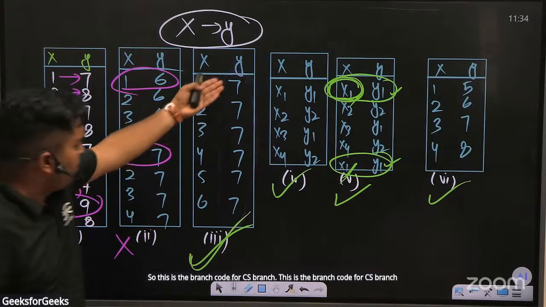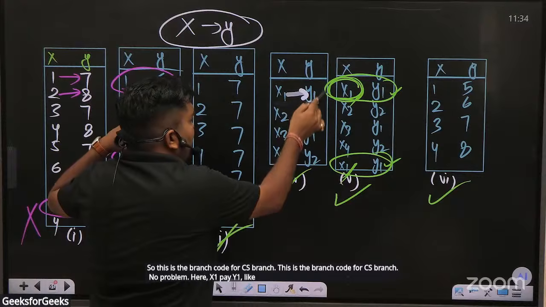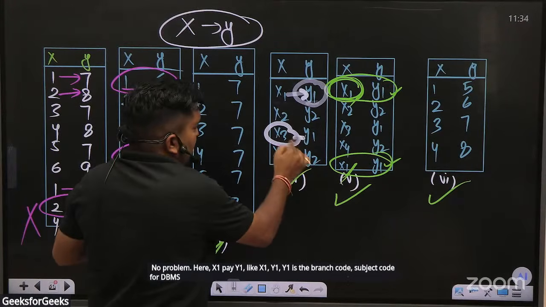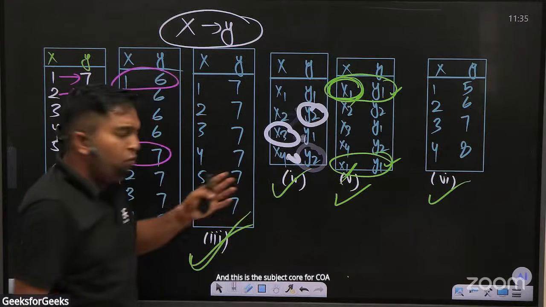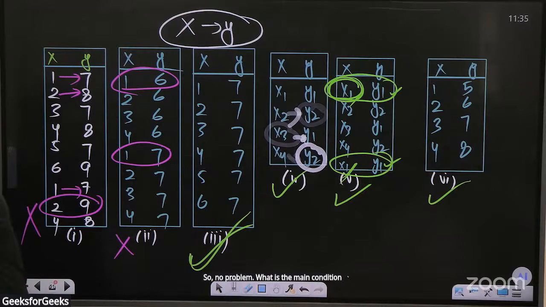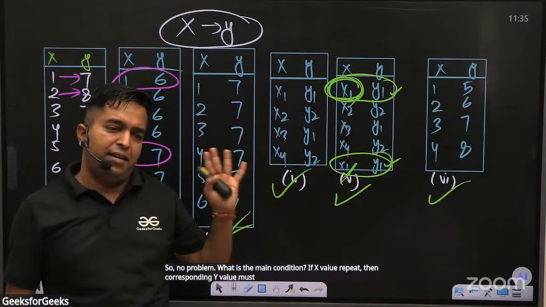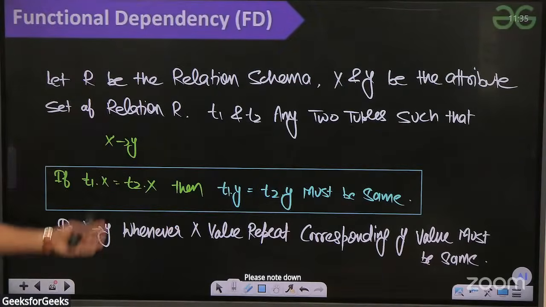No problem. Here X1, Y1 is the branch code or subject code for DBMS. And this is the subject code for COA. So no problem. What is the main condition? If X value repeats, then corresponding Y value must be same. Crystal clear? Please note down this one.